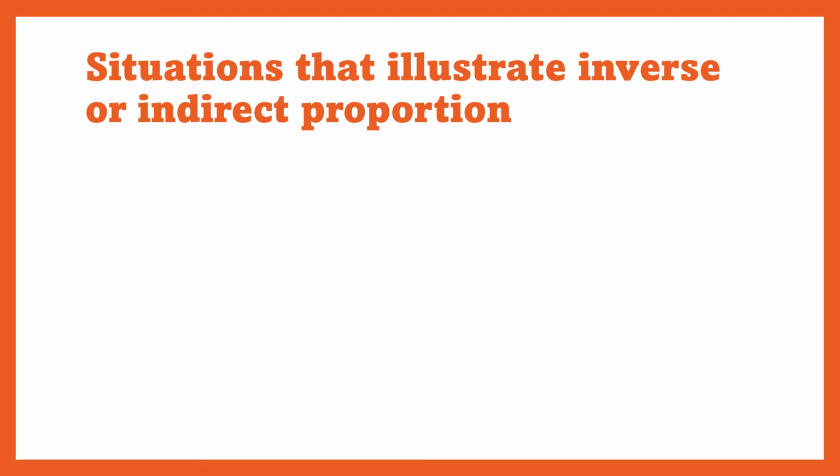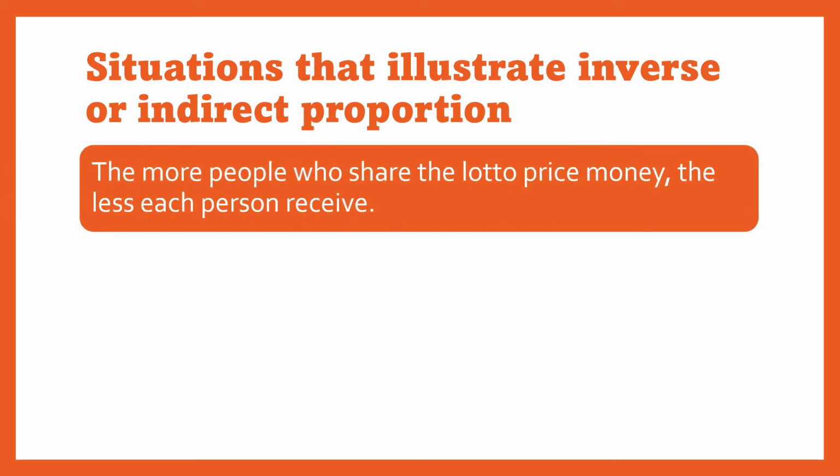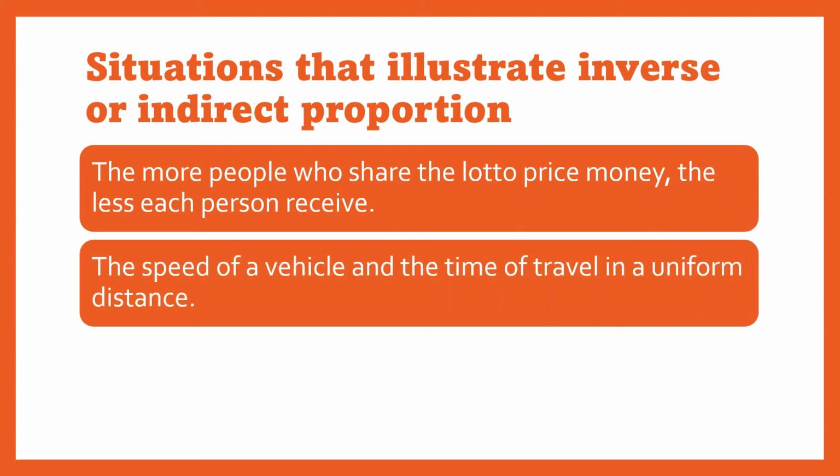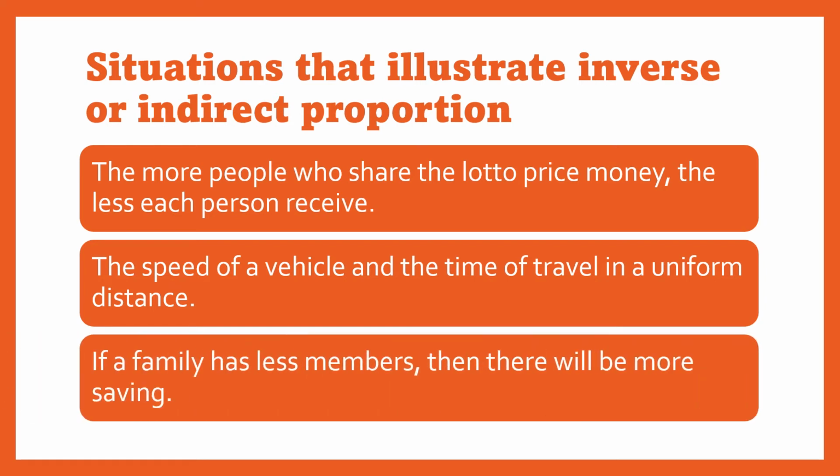Here are some situations that illustrate inverse or indirect proportion. The first one is, the more people who share a lot of prize money, the less each person receives. Another, the speed of a vehicle and the time of travel over a uniform distance. So if you travel fast, the less time you will take to get to your destination. Next, if a family has fewer members, then there will be more savings.